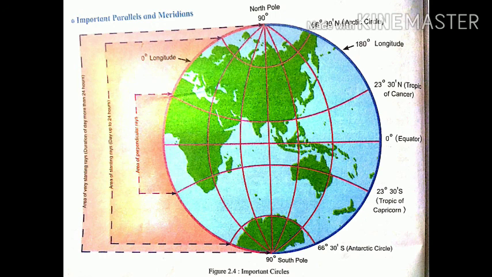The 0 degree longitude or prime meridian is an important meridian. The main purpose of this is to fix the global standard time and to coordinate the standard times of different countries. This meridian is also called as Greenwich Meridian. Global standard time is known as Greenwich Mean Time.